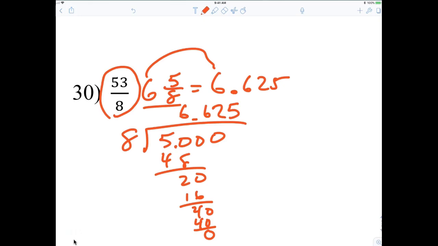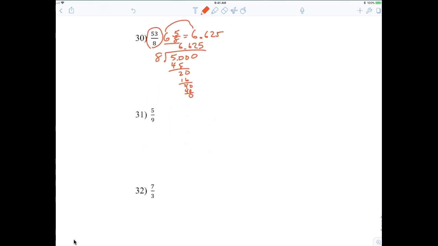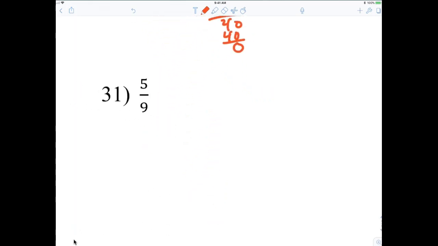All right, girls. So now 5/9. Anytime you divide by 9, that's when you get repeated numbers. So there's a shortcut to that. That's 0.5 with a bar over it. 0.5 with a bar over the 5 is the same thing.